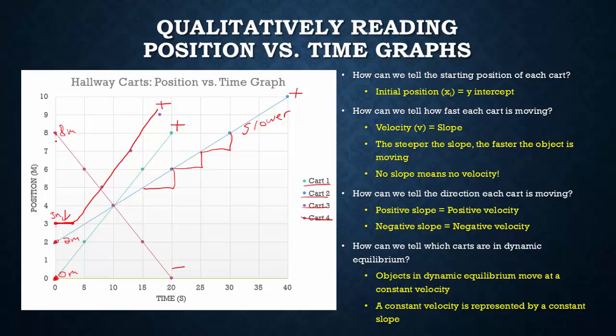The same is true for cart number 4. As 5 seconds go by, that cart changes its position by negative 2 meters. And that is going to continue for the entire slope of cart number 4.